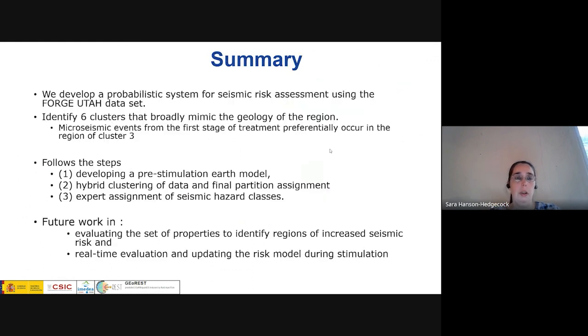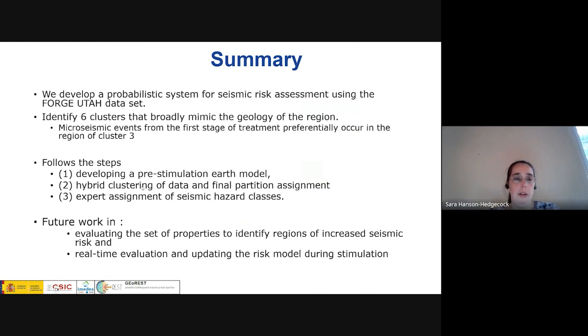So in summary, we've been able to develop this probabilistic system that's able to pull out these different clusters that broadly mimic the geology of the region. So we can use that to assess what regions potentially will or won't have seismicity, especially when we combine that with the existing microseismic events, because they are drilling other wells. So we can use that to maybe calibrate models for those other wells.